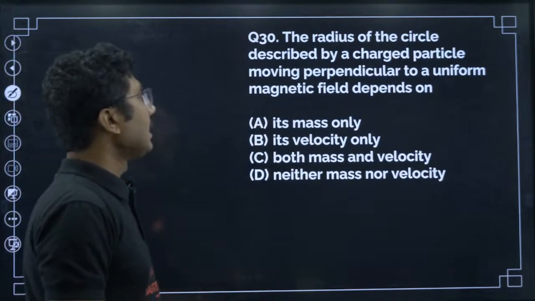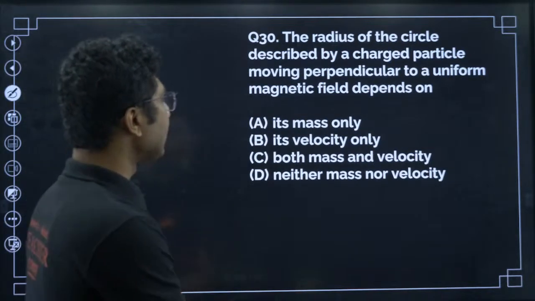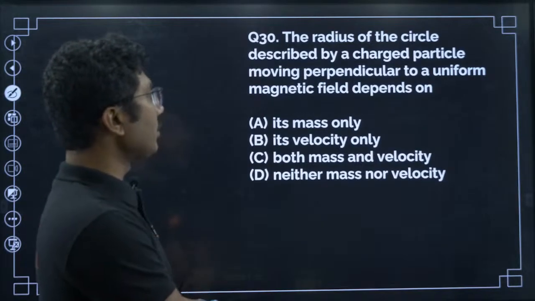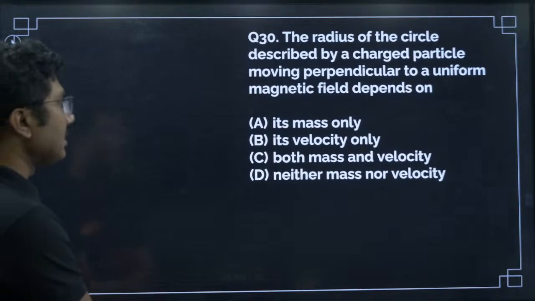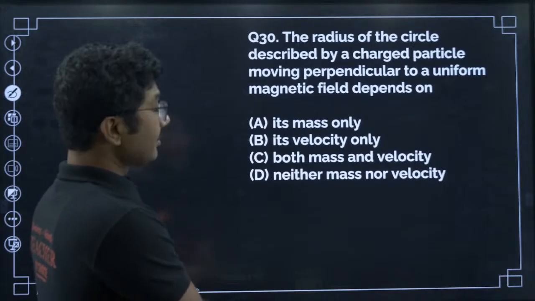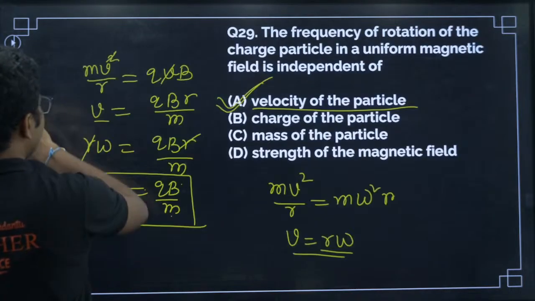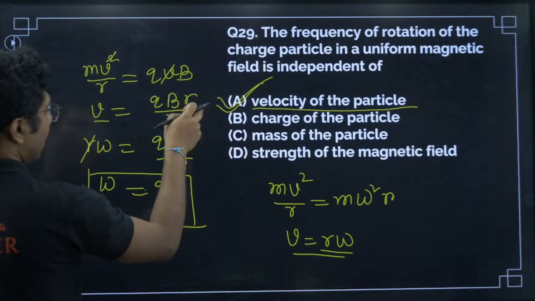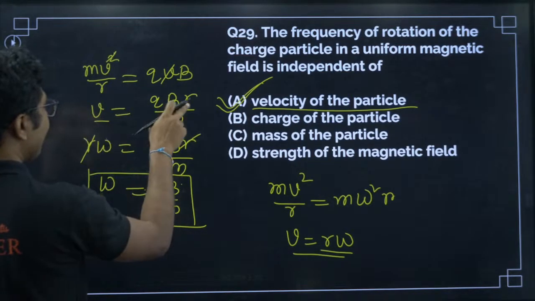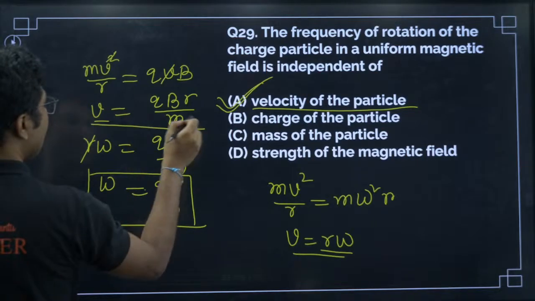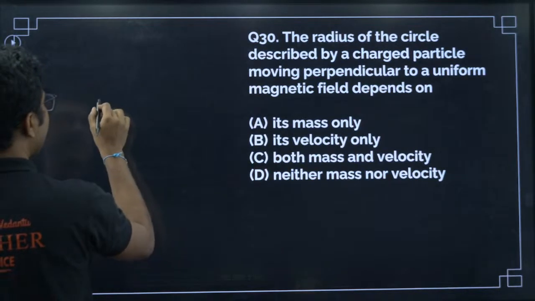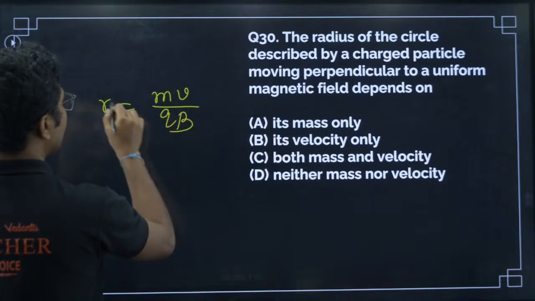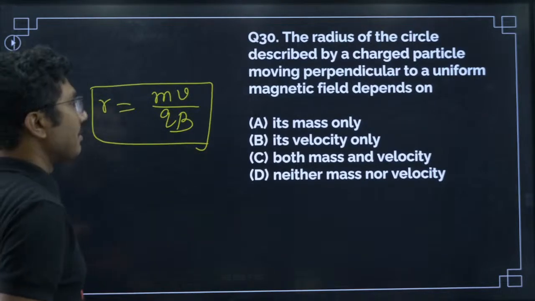Question number 30. The radius of the circle described by a charged particle moving perpendicular to a uniform magnetic field depends on what? So, if you go back to the previous case, there we had eliminated the radius, but here if you go back to the same equation and calculate the radius, you will get that radius is mv by qB. Okay, so the radius of the charged particle is given by this formula.